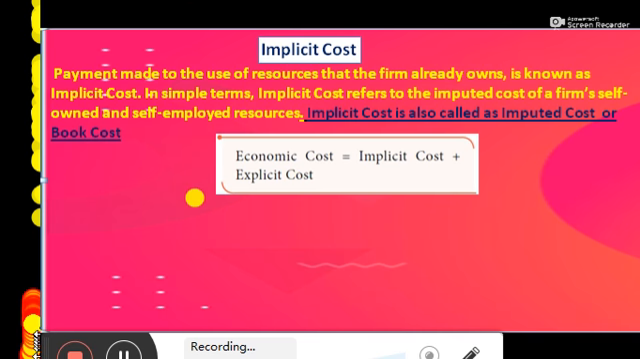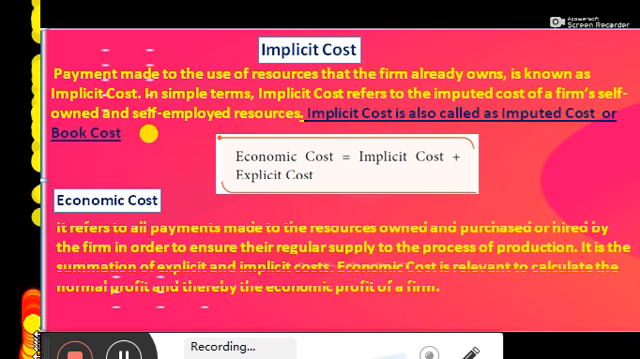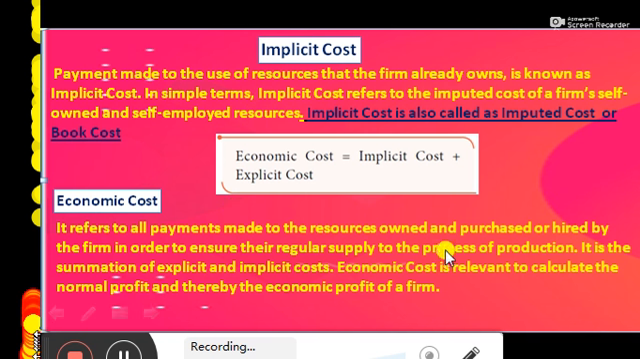Good. Economic cost refers to all payments made to the resources owned, purchased or hired by the firm in order to ensure their regular supply to the process of production. It is the summation of explicit and implicit cost. Economic cost is relevant to calculate the normal profit and thereby the economic profit of the firm. Economic cost is the out of pocket accounting cost together with the real cost.